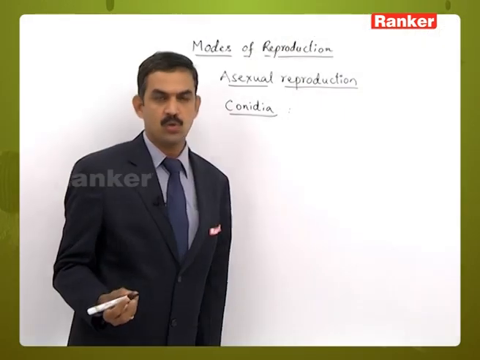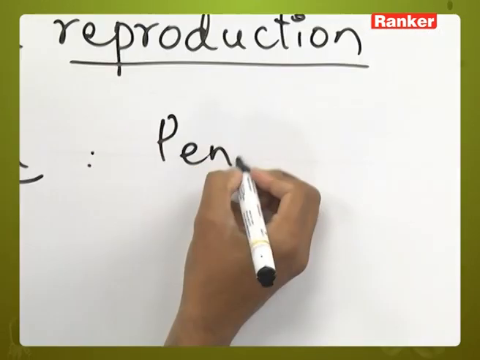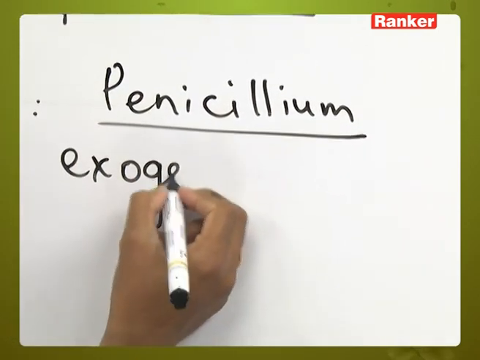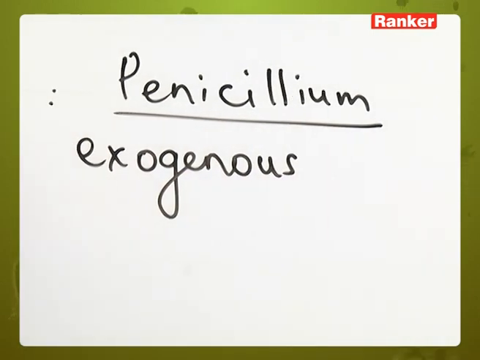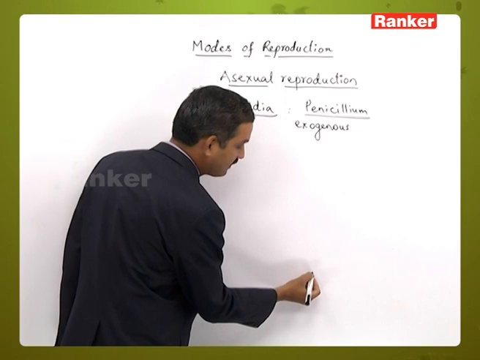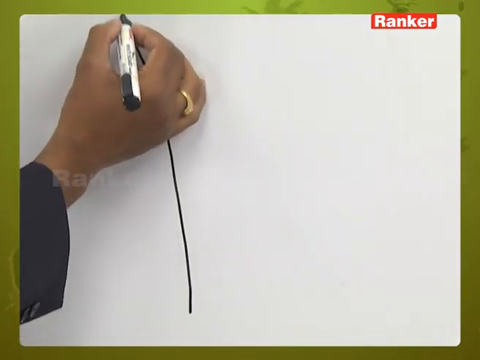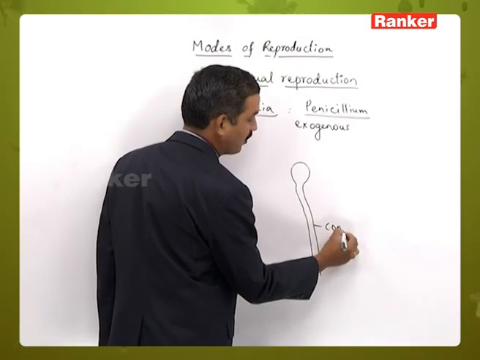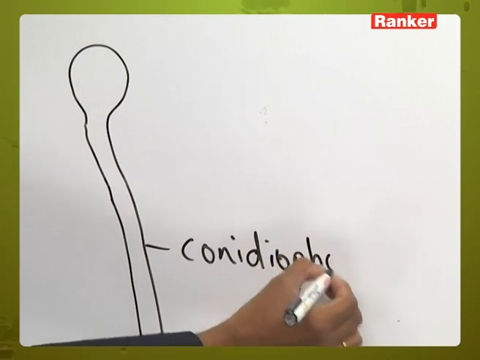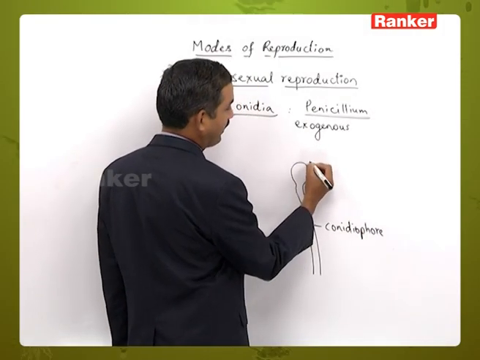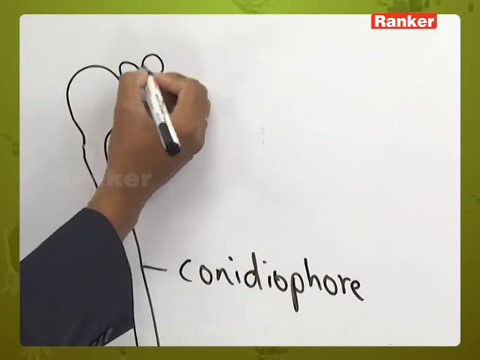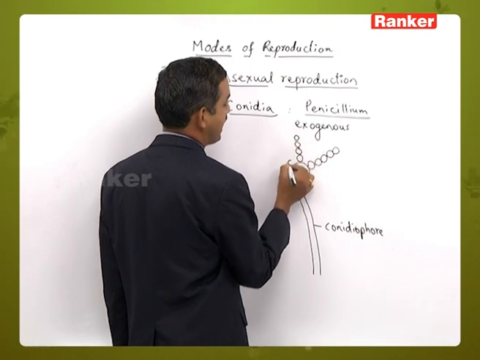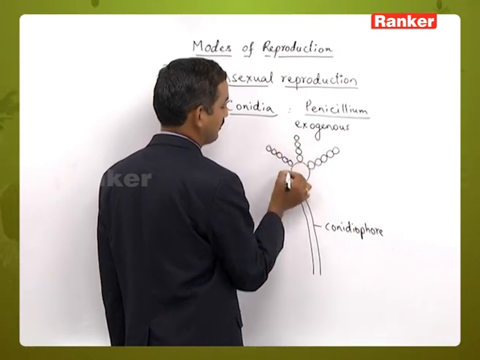Conidia are the spores which are formed in Penicillium. Here, these are exogenously formed, that is, they are formed outside. So, these are called exogenous in their origin. Here, they have a stalk-like structure called the conidiophore. On the conidiophore, we can see the formation of conidia like this, which are formed outside. So, we call the conidia exogenous in their nature.